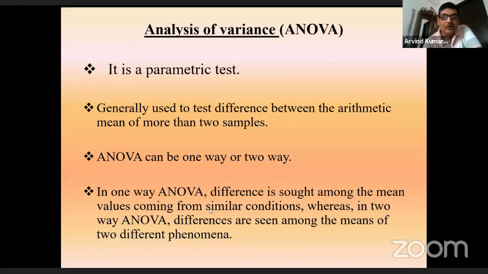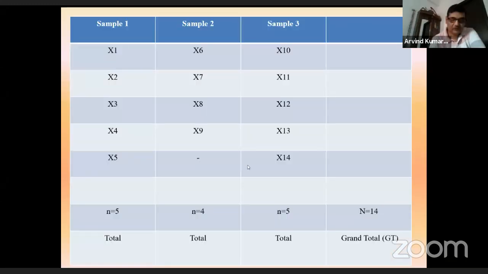When we try to study a single parameter and the difference among those samples, considering a single parameter, then that becomes one way ANOVA. And when more than 2 different kinds of phenomena are there, happenings are there, or subjects are there, in such a case we apply two-way ANOVA. I'm going to explain this aspect by taking certain examples.